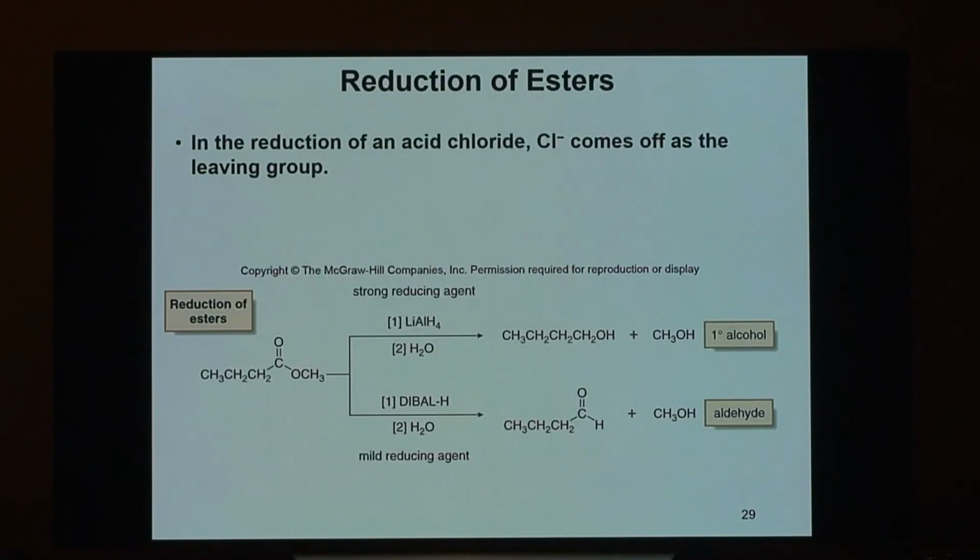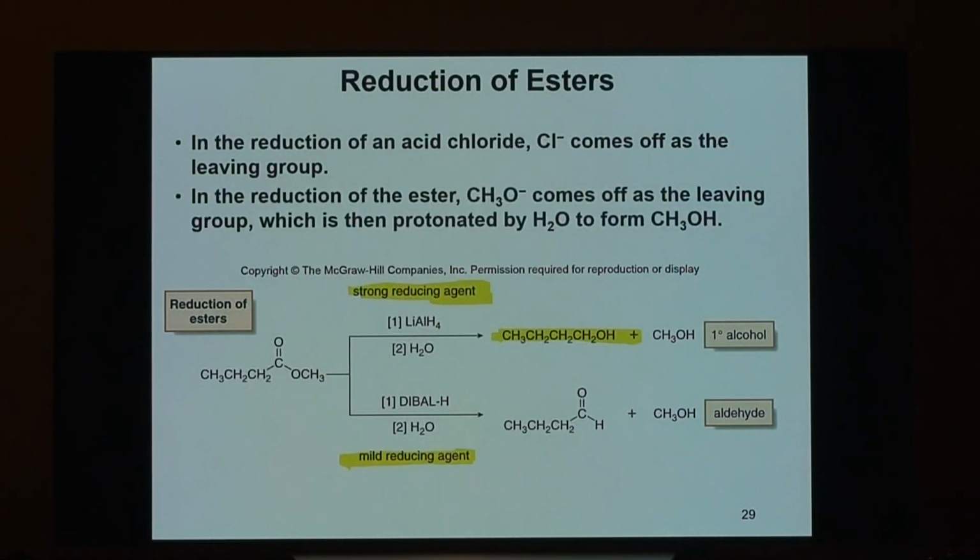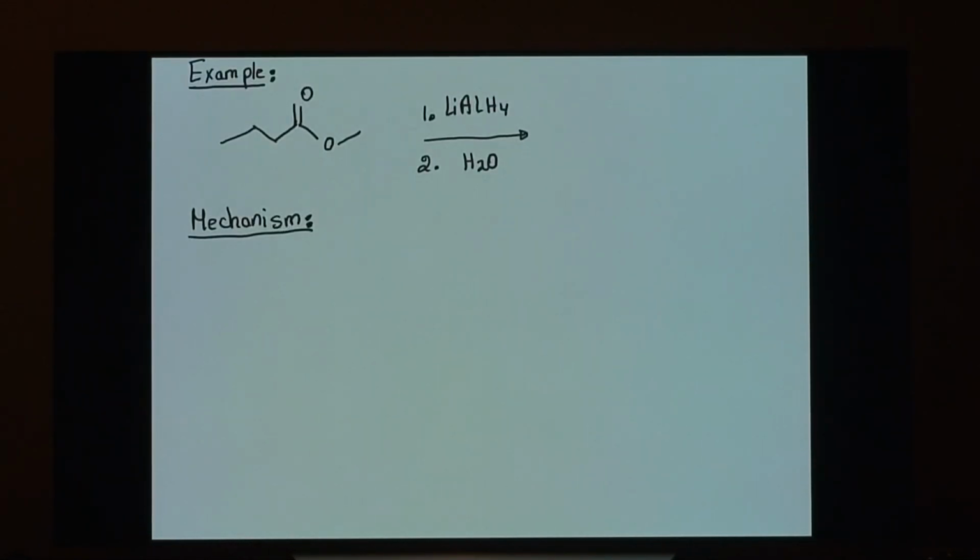We're going to do the same thing for the esters. Esters are also the same thing. You can use a strong reducing agent and go straight to the alcohol, or a mild reducing agent and then you're going to go to the aldehyde. So either one of those. The mechanism is really easy. Here I am using the strong reducing agent. See, I did not replace the hydrogens with a bulky group. So I'm using a strong reducing agent in this case.